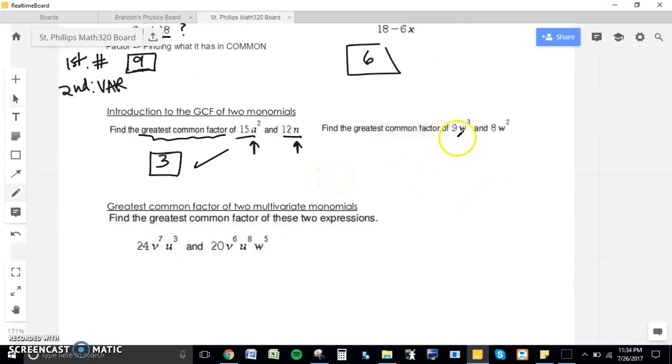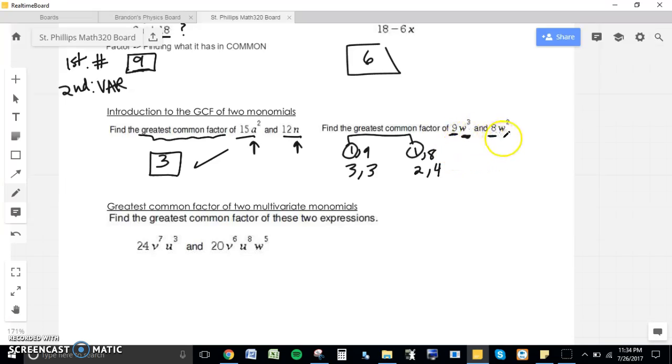What about over here? We have 9w cubed and 8w squared. Well, the numbers are 9 and 8. The factors of 9 are just 1 and 9, 3 and 3. The factors of 8 are 1 and 8, 2 and 4. You see, the only common factor here is really 1, but everything has 1 in common, so that's not really that important, right? We know that the factor is 1, so okay, that's the most they have in common in terms of the numbers. What about the variables?